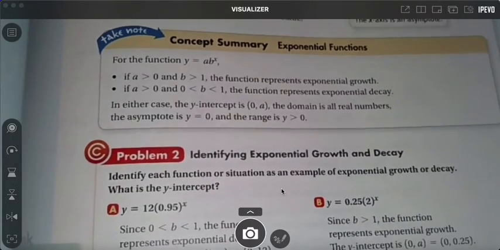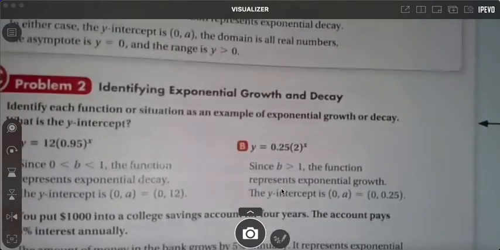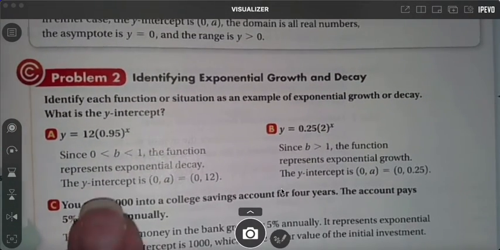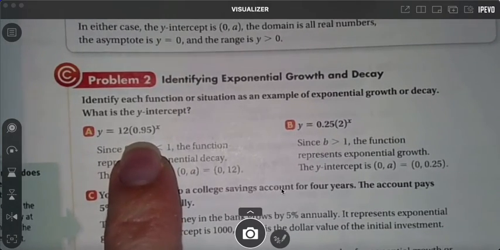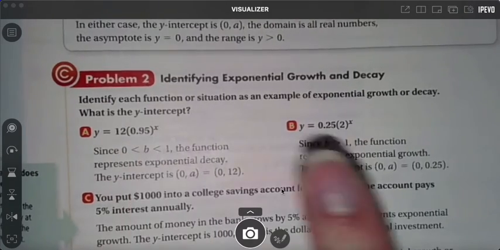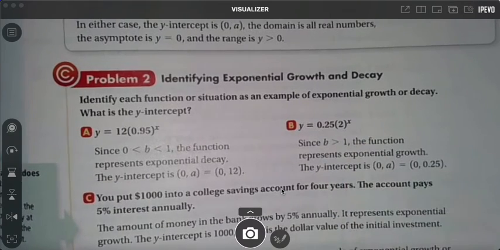So if we look at these, can y'all see A? Here you'll see the answers, but it's fine. Look at problem A. This number right here is less than 1, so what is it? Decay. It's decay. Okay, that's it. That's as easy as it's going to get. This number right here is bigger than 1, so what is it? It's growth. Okay.